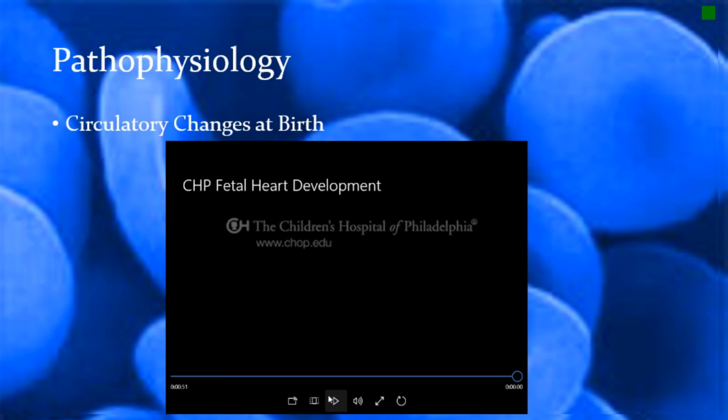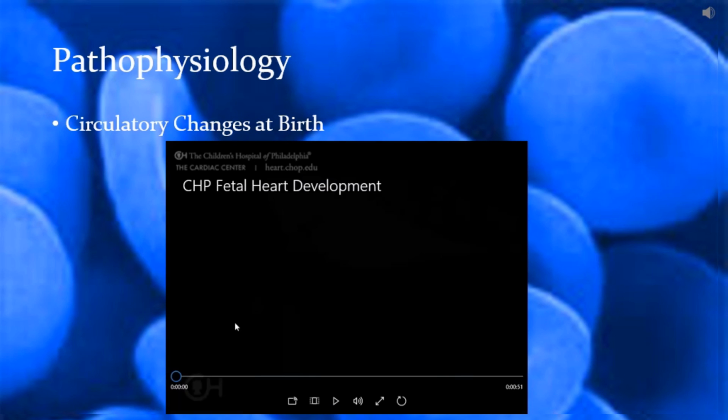Now that we have a better understanding of normal heart and circulatory development, let's delve into the cyanotic defects, or 5 T's. For each defect, I will cover the pathophysiology, diagnosis, and treatment. I will later discuss the signs and symptoms collectively as they are similar.